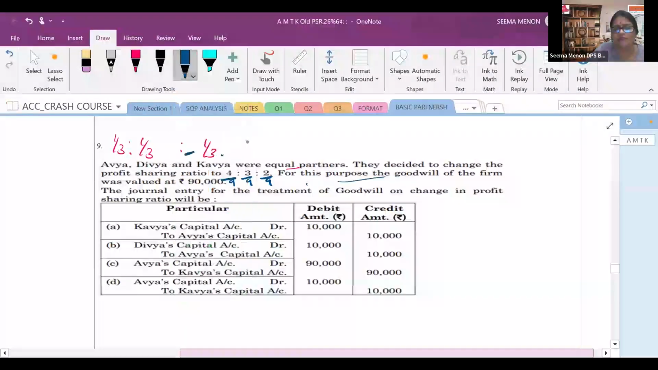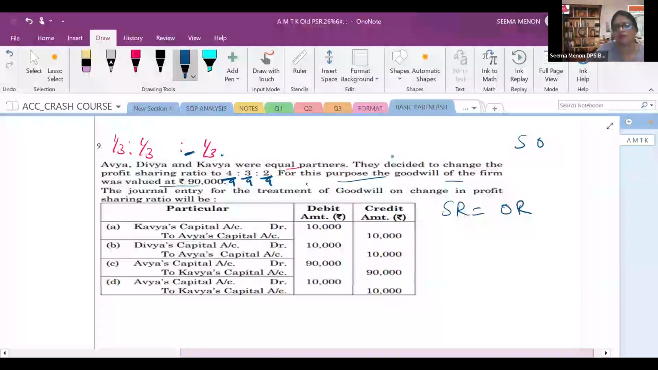Now see, for this purpose, the goodwill of the firm was valued at 90,000. We know that whenever goodwill is given, it should be distributed in either the sacrificing or gaining ratio, right? Who will be giving? The gainer. To whom will they give? The sacrificer. So there is only one solution: you need to find out the sacrificing ratio.